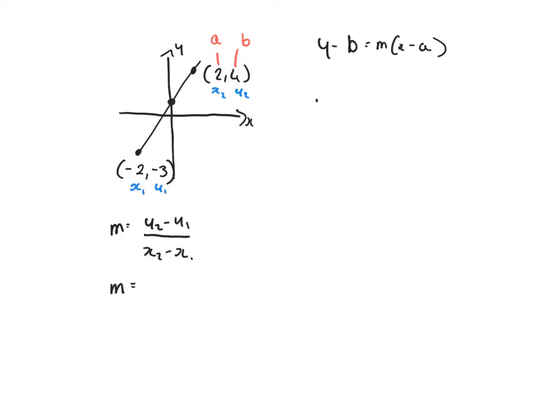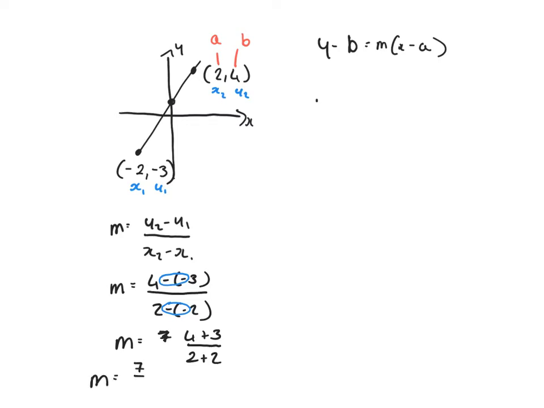So it's going to be 4 minus negative 3 over 2 minus negative 2. Remember that two negatives beside each other will become a plus. 4 minus negative 3 is 4 plus 3. 2 minus negative 2 is 2 plus 2. And that will give me this kind of more awkward number that we've seen, which is 7 over 4, 7 quarters. Okay, we've got the gradient, which is 7 over 4.